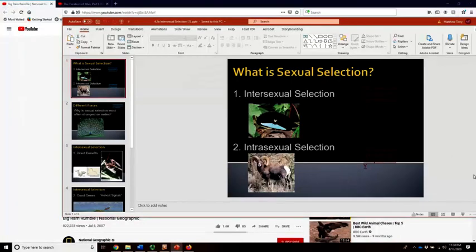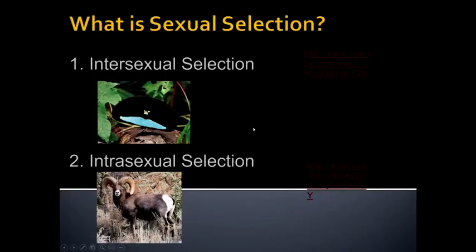Now, amongst mammals, we more commonly see intrasexual selection, I-N-T-R-A. Now, intrasexual selection happens when there is very strong competition within just one of the sexes, and basically they fight it out within that one sex to decide who will have the opportunity to mate with the other sex. And so the other sex doesn't have very much choice at all.